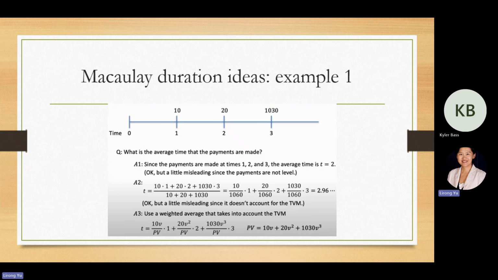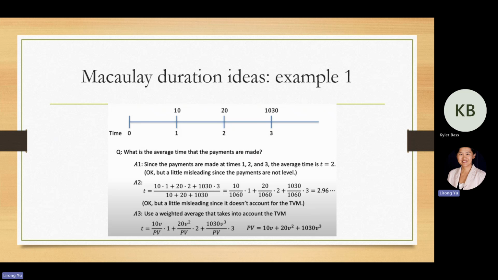This is the timeline of the cash flow. At year one, you have 10. Year two, there's a cash flow of 20, and then year three, there's a cash flow of 1,030. What we try to find out is the average time at which the payments are made. You can see the payments are at 1, 2, and 3. This 3 has a bigger amount, so I will be leaning towards 3. There are a couple of ideas. The first says since the payment times are 1, 2, 3, maybe the average is equal to 2, but since the payments are not level, that doesn't make much sense.